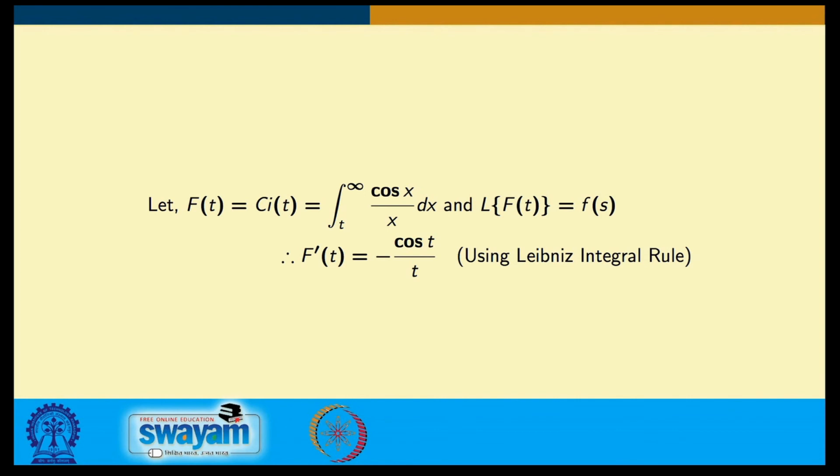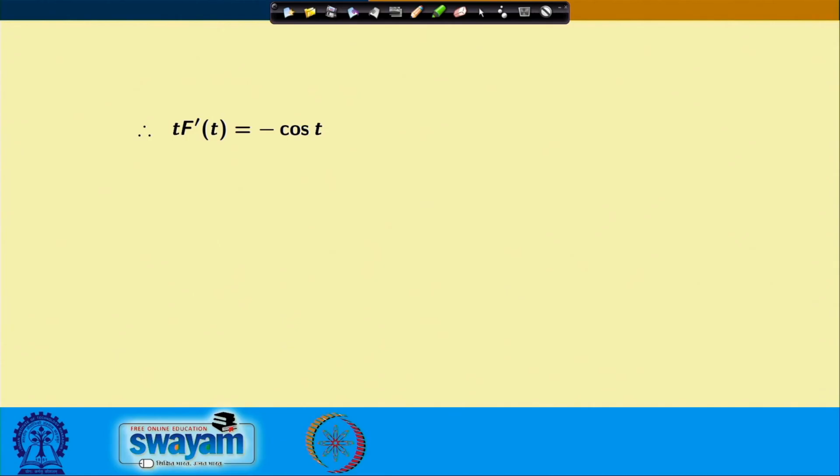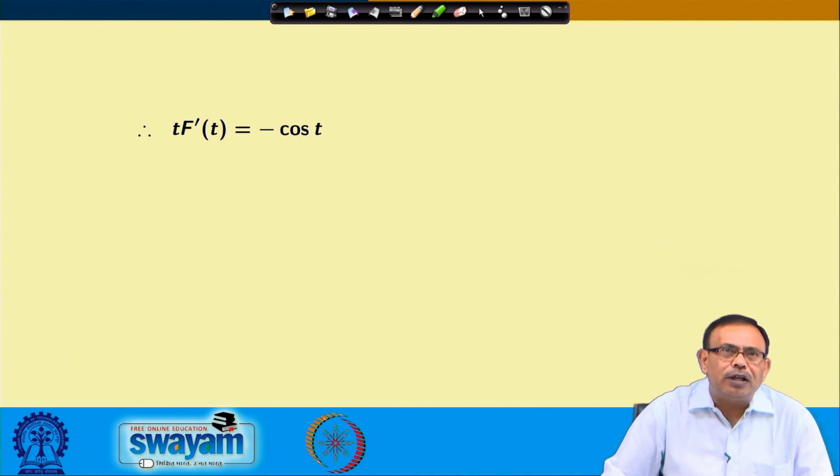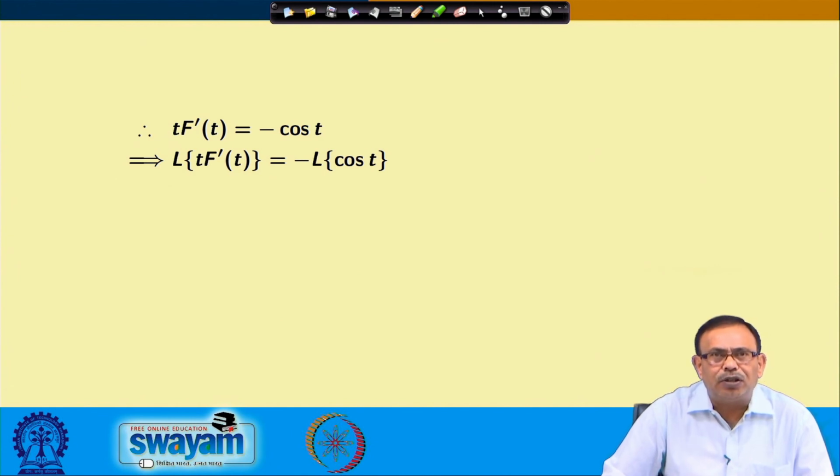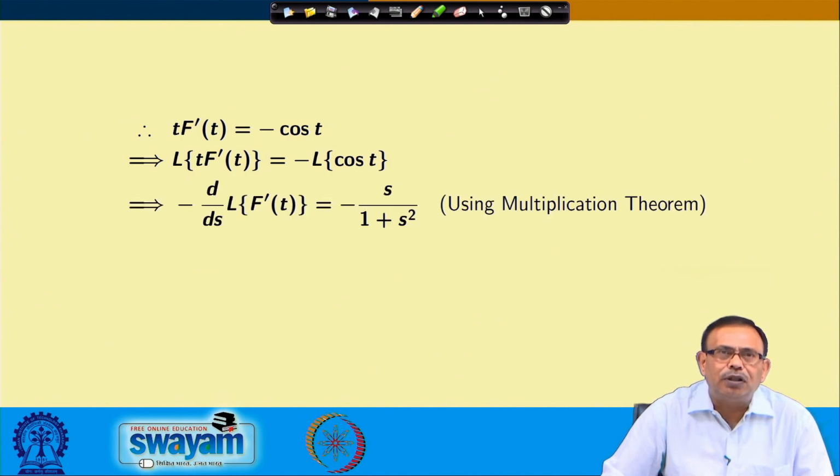So, f'(t) equals minus cos t by t, you will obtain. Once I am obtaining this, from here I can write t f'(t) equals minus cos t, and taking Laplace transform on both sides, Laplace transform of t f'(t) equals minus Laplace transform of cos t.